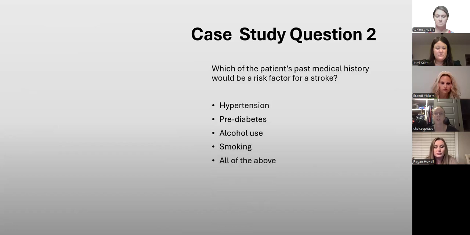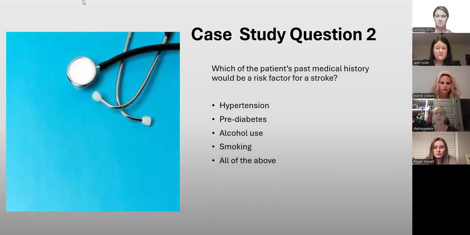For question 2, which of the patient's past medical history would be a risk factor for stroke? A, hypertension, B, pre-diabetic, C, alcohol use, D, smoking, or E, all of the above? The answer to this question is all of the above. If you go back and review the checklist, all of these answers are there.